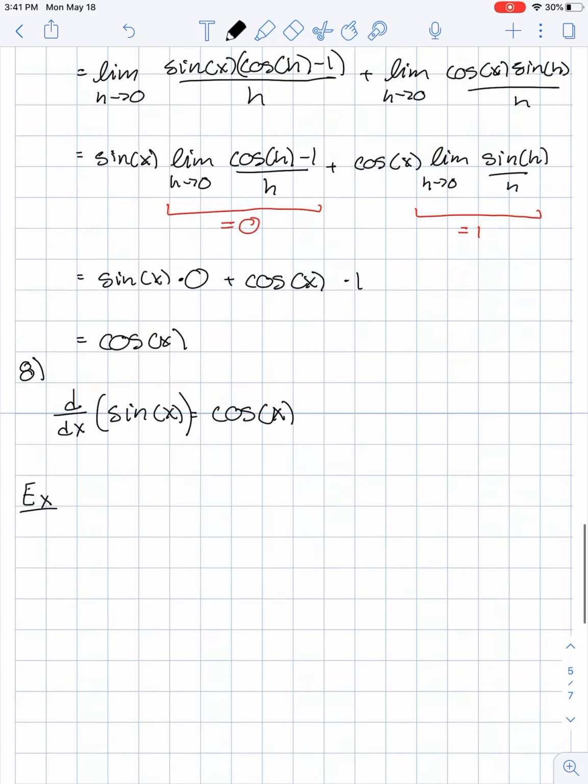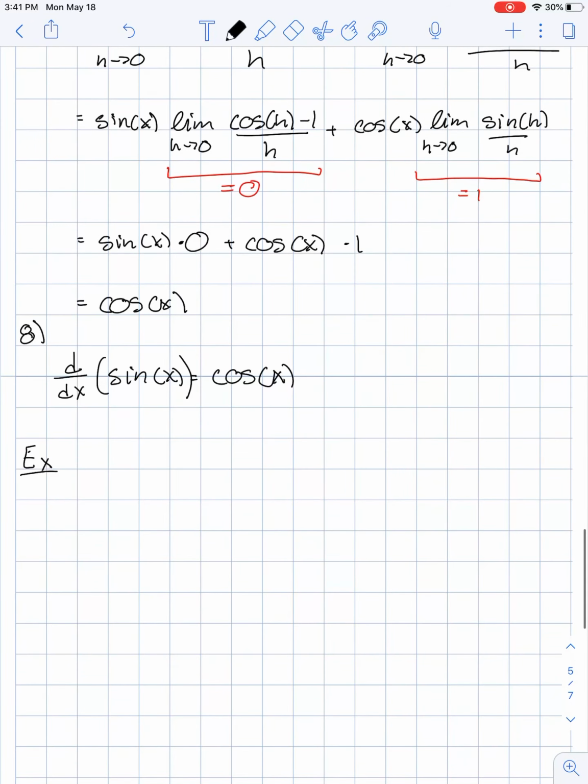We can do the same proof for cosine, but first let's do a few examples.